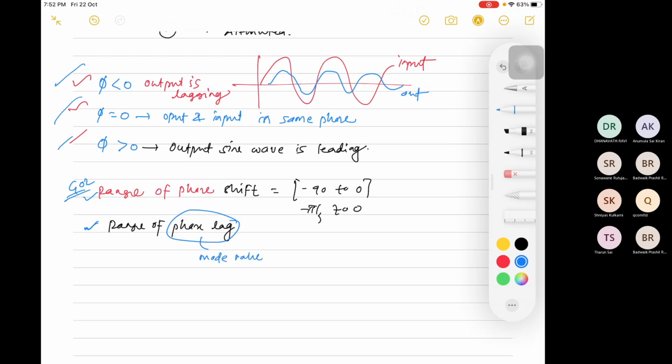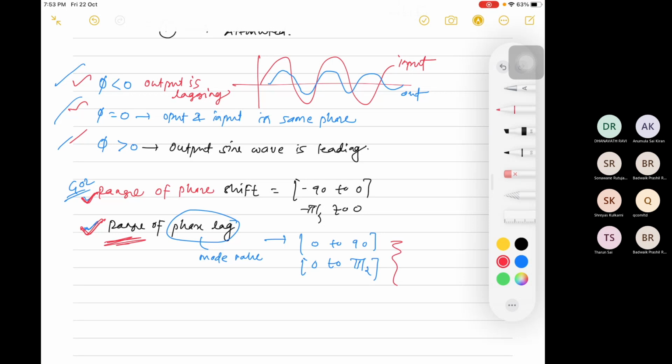So it will be a positive value always. It is 0 to 90, or 0 to pi by 2. So you can see this is a positive value and this is positive or negative. Phase shift may be positive, may be negative, but phase lag is always positive, and that's why its range is this. And this has been asked in GATE 2002.